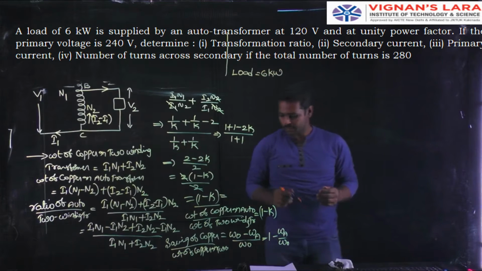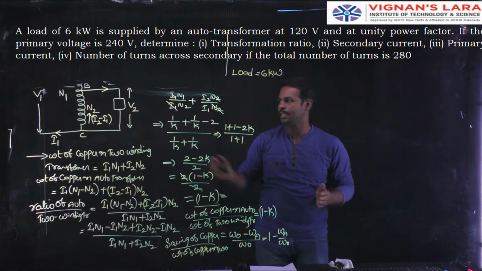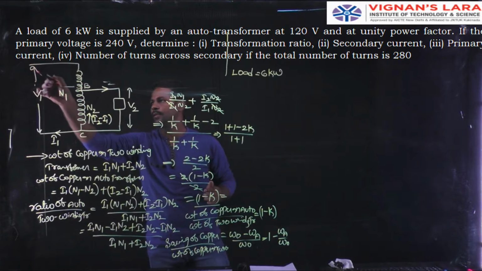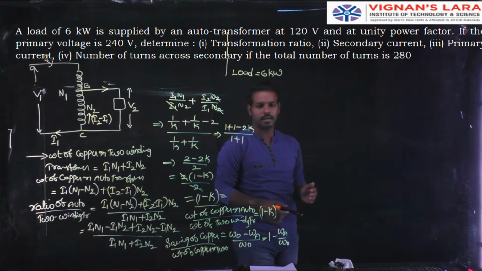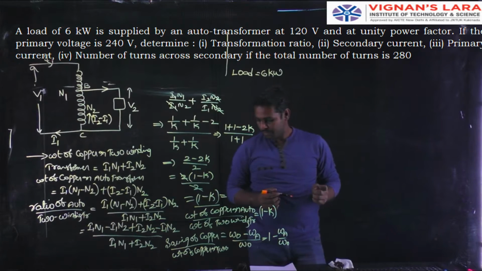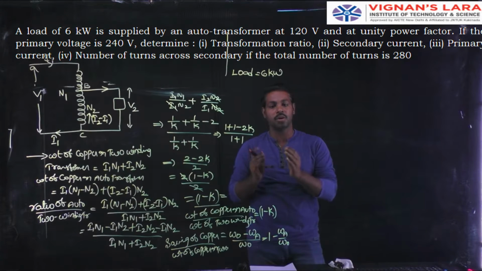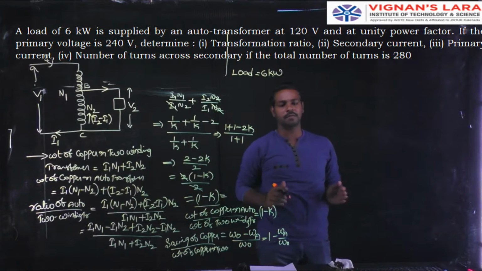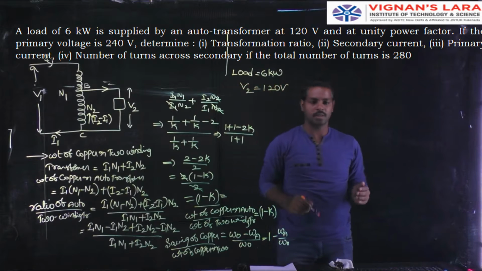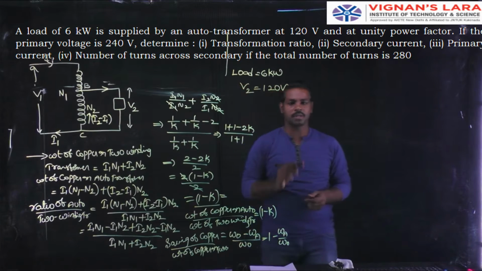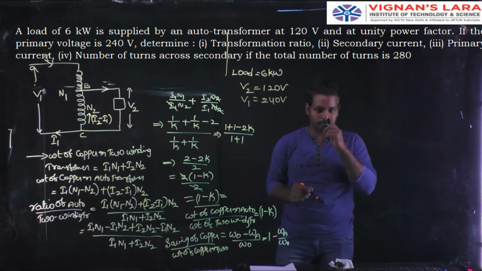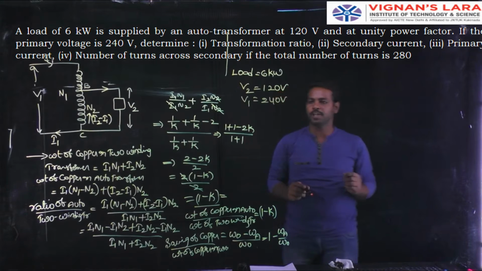So first of all we can draw the general circuit diagram, which is represented like this, with V1 and I1. The load of 6 kilowatts is supplied by an auto transformer at 120 volts, so V2 is equal to 120 volts. The primary voltage V1 is equal to 240 volts. So, determine the transformation ratio.